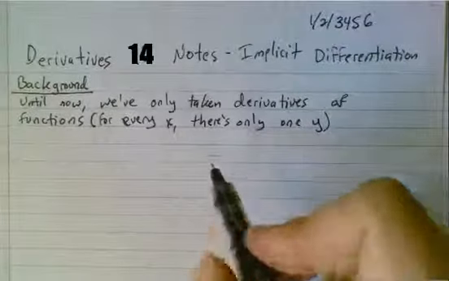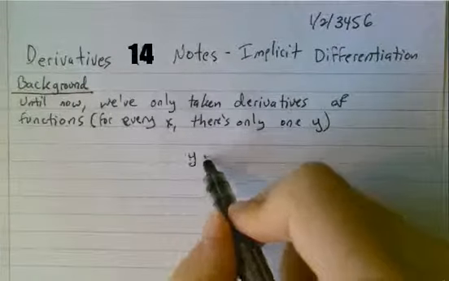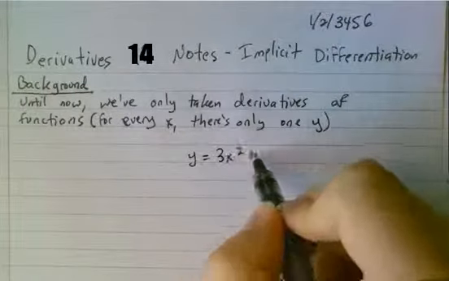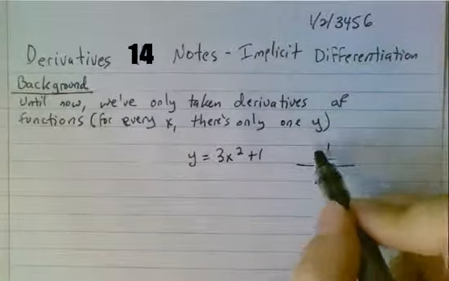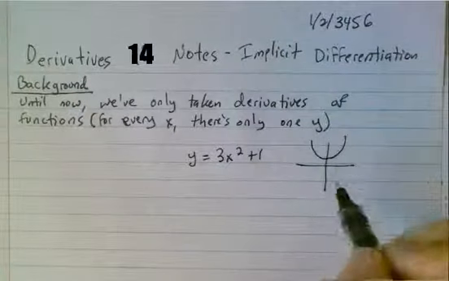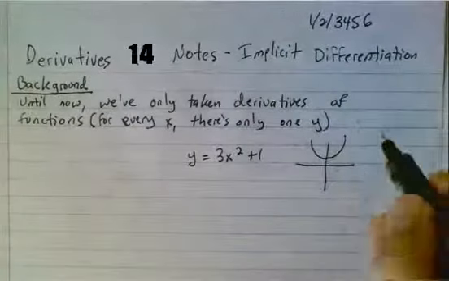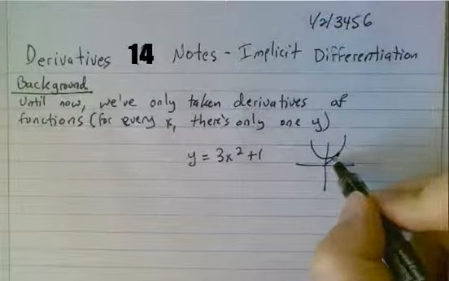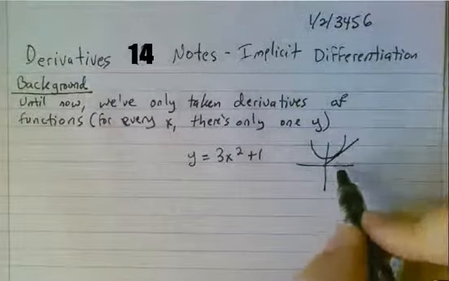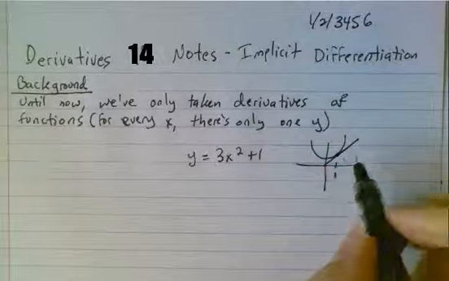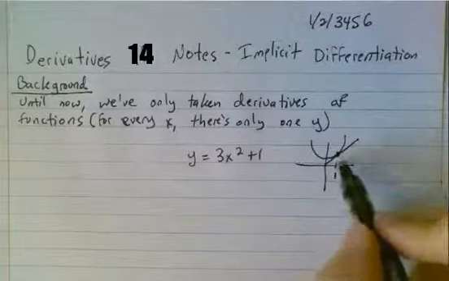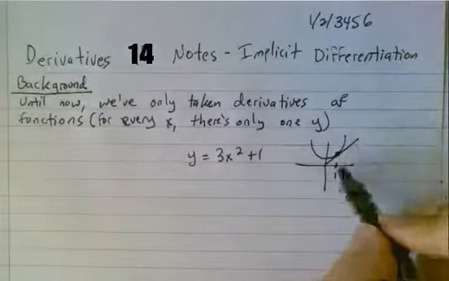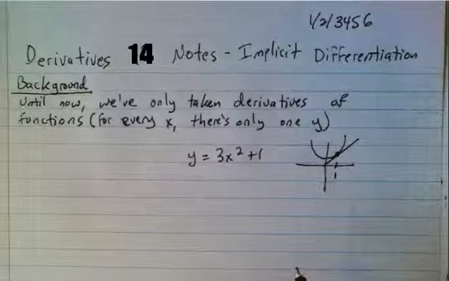An example of that would be something like the equation y equals 3x squared plus 1. It kind of looks like that. And if we want to take the derivative, find the slope of the tangent line, when x equals, let's say 1, there's only one point right here. And there's only one tangent line that we can draw.